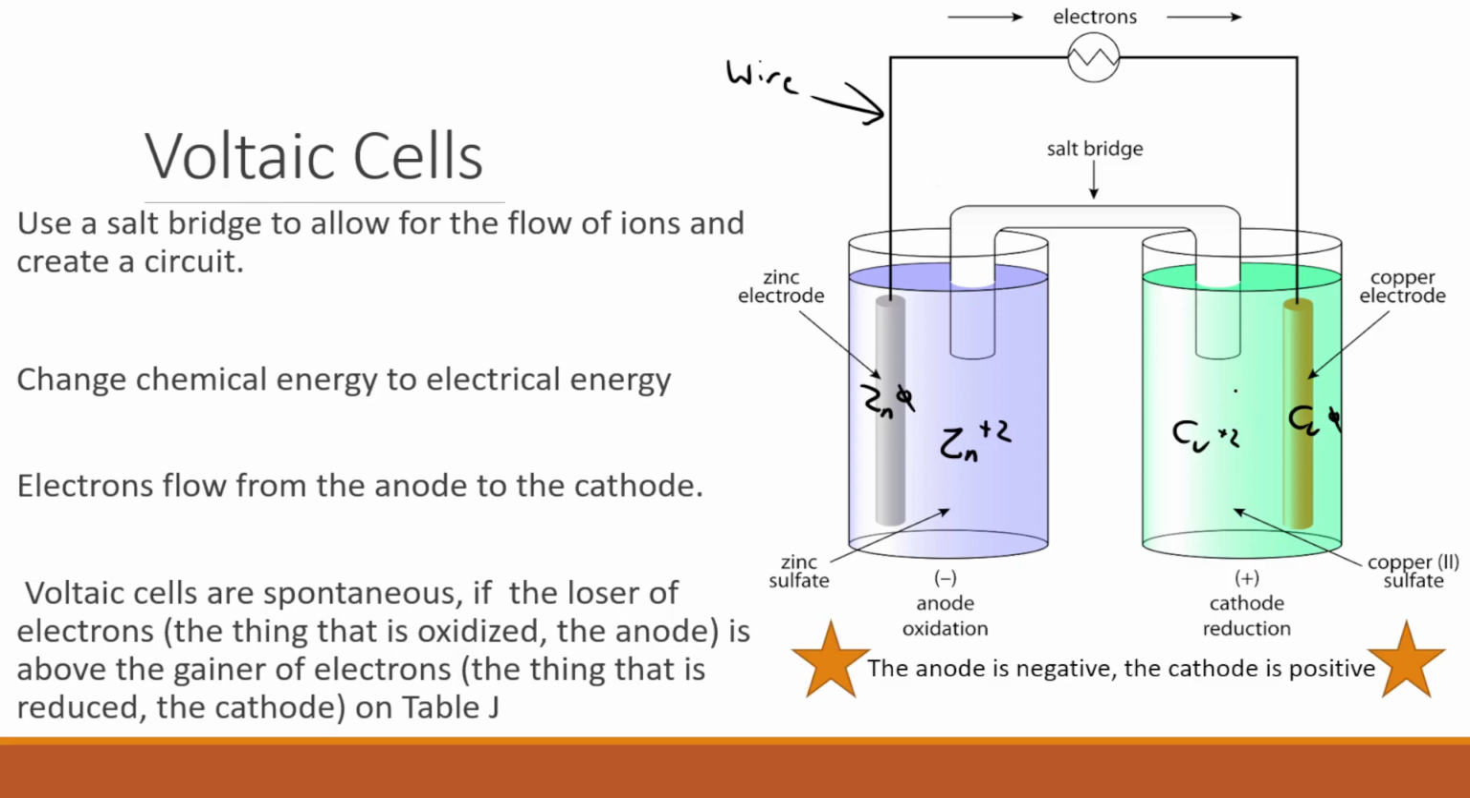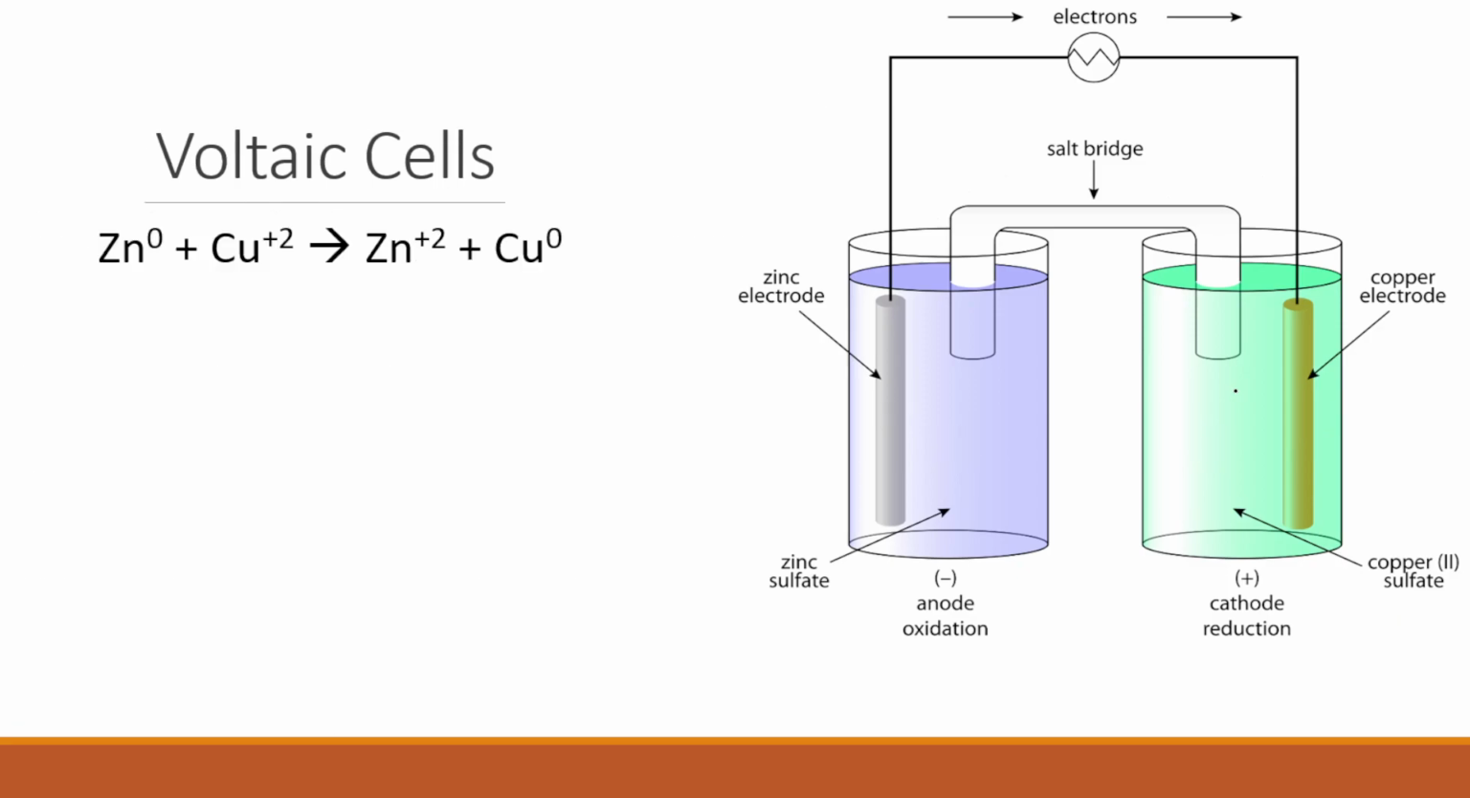Let's take a look at this cell in a little bit more detail. Let's clear it out. Let's look at this reaction. This is the same reaction that we looked at a minute ago. We know that the zinc is going to be oxidized, the copper is going to be reduced, and we know that that agrees with table J.